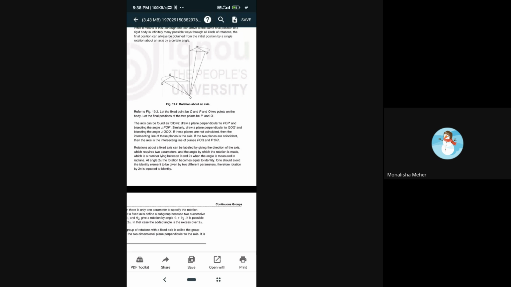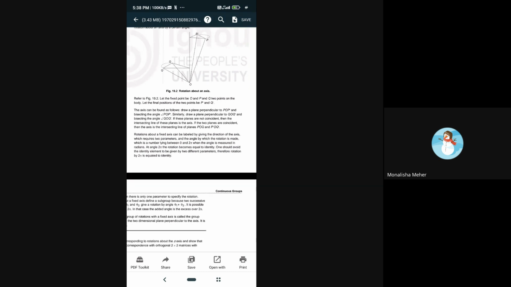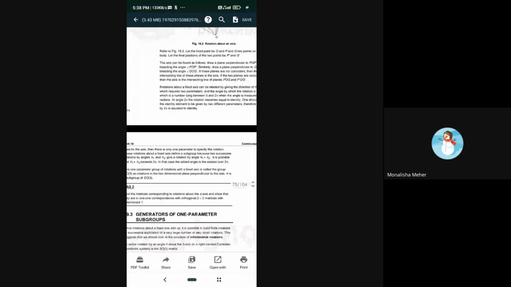Q dash. Rotation about a fixed axis can be labeled by giving the direction of the axis, which requires two parameters, and the angle by which the rotation is made, which is a number between 0 and 2 pi when the angle is measured in radians. At angle 2 pi, the rotation becomes equal to identity. One should avoid the identity element being given by two different parameters. Therefore, rotation by 2 pi is equated to identity.